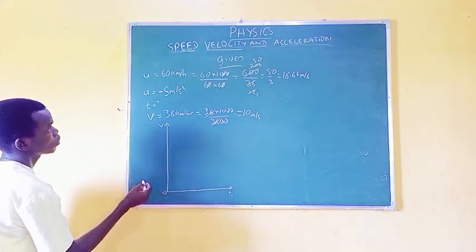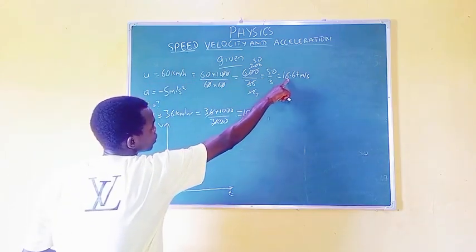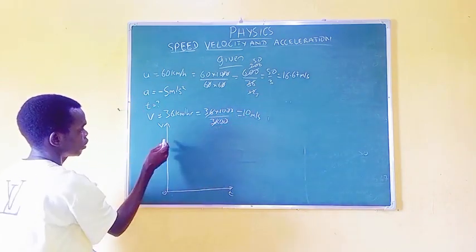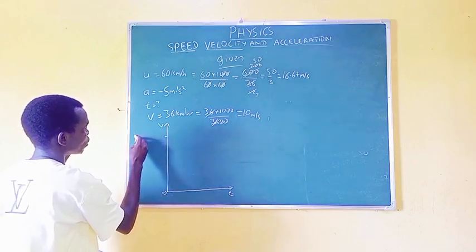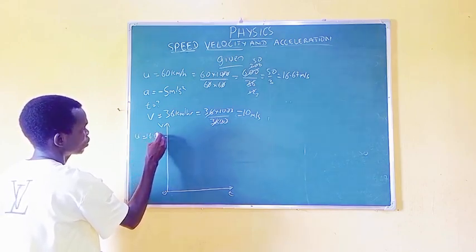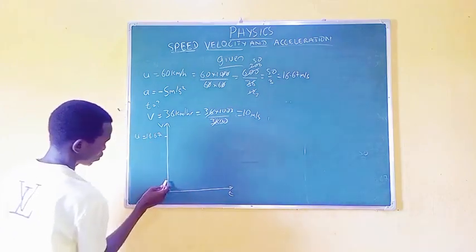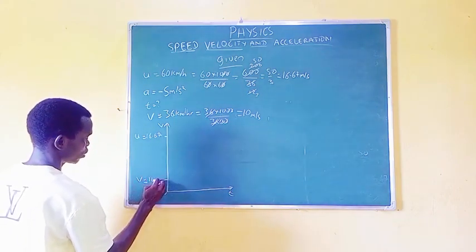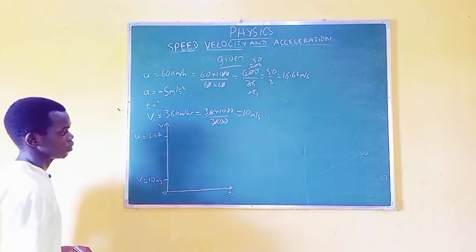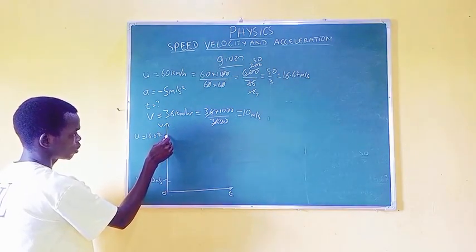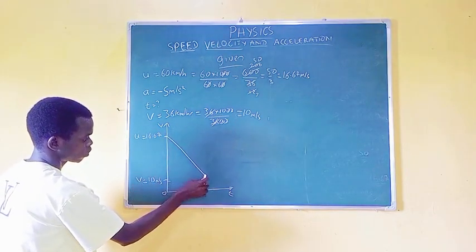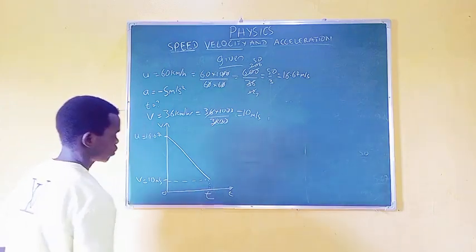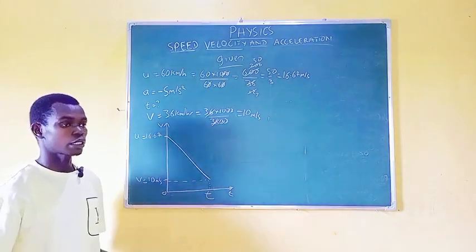And here is 0. So the initial velocity is 16.67, which is higher than the final velocity. Let's assume here to be the initial velocity, which is 16.67, and here to be the final velocity, which is 10 meter per second. Draw from the initial velocity to the final velocity at the final time t. And this is our velocity time graph.